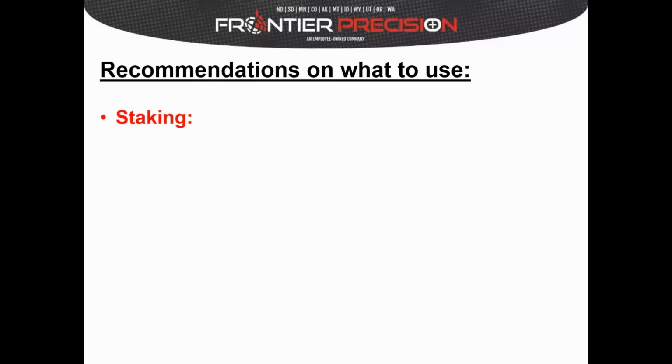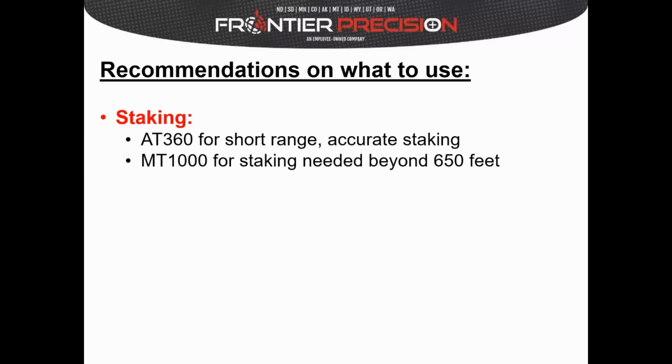So with that said, we get asked a lot of times on what our recommendations are to use in the field. So this would just be our quick breakdown of suggestions here. First, when you're staking, we would recommend using something like the AT360 for short range staking where you need a little higher accuracy. It's a good accurate target out to that 200 meter mark. If you need to do anything beyond that 200 meter mark, then we'd probably recommend going to the MT1000.